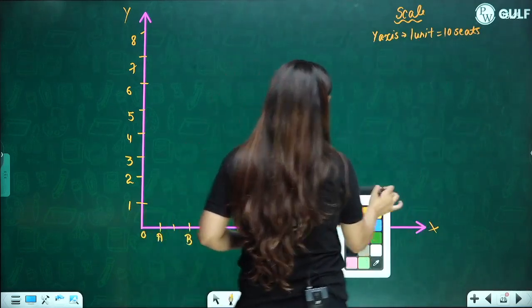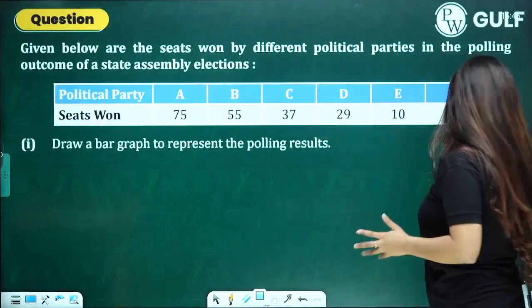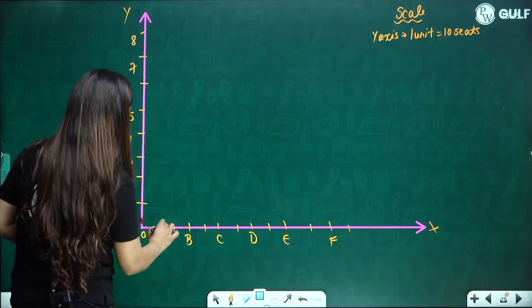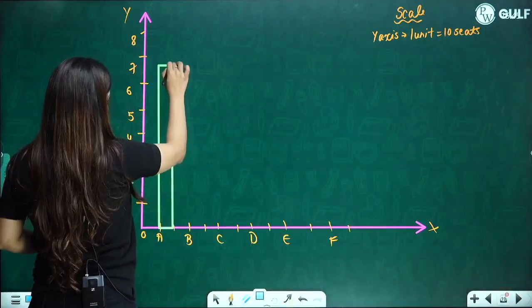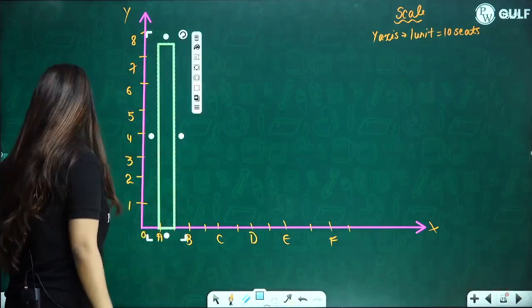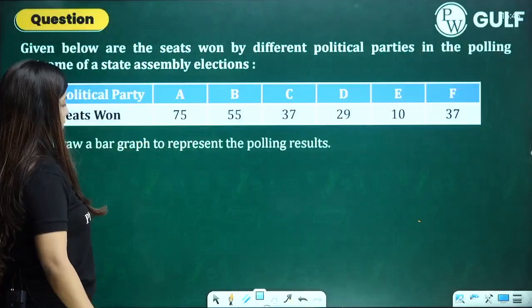The next thing, let's draw the graph. For example, party A won 75 seats. 75 means in between 7 and 8. So we will just draw the graph and it will go in between 7 and 8. So this will give us 75. The next thing we have is 55 and then 37.